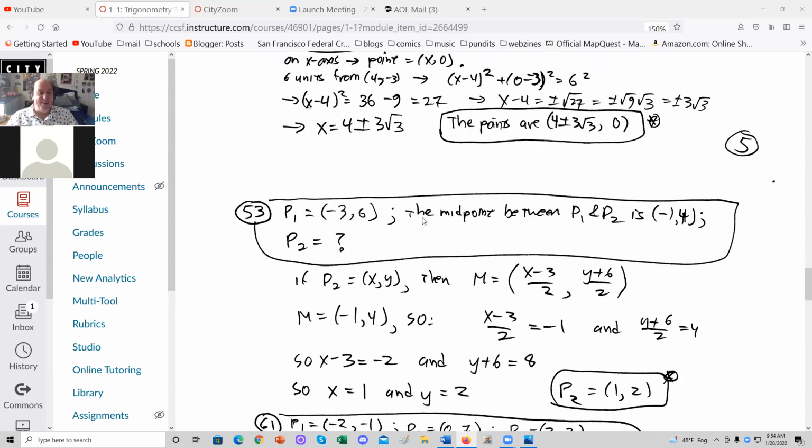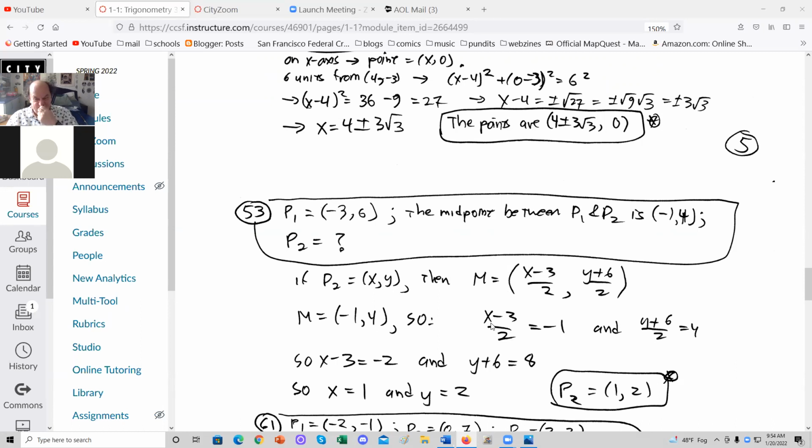Here we're given a point and a midpoint. Find P2. So instead of finding two points and the midpoint between them, we're given a point and a midpoint to find the other point. So what is P2? All right, we'll give it the coordinates x by y. So the midpoint will be x minus 3 over 2 by y plus 6 over 2. And this point is -1 by 4. So x minus 3 over 2 is -1 here, y plus 6 over 2 is 4 here.